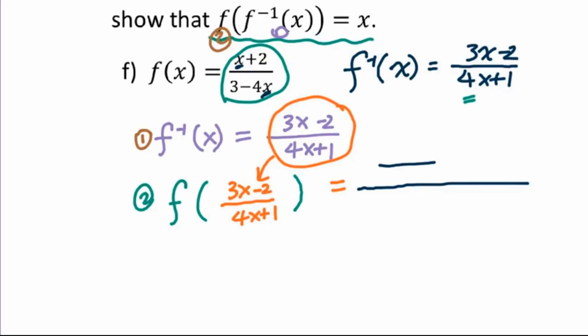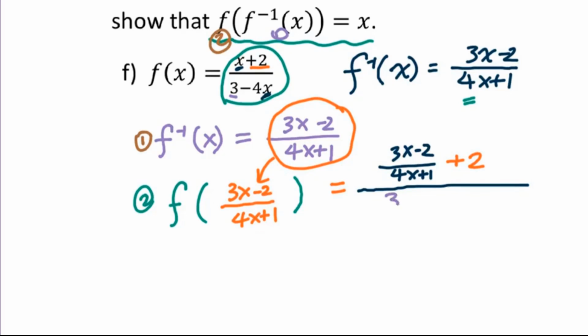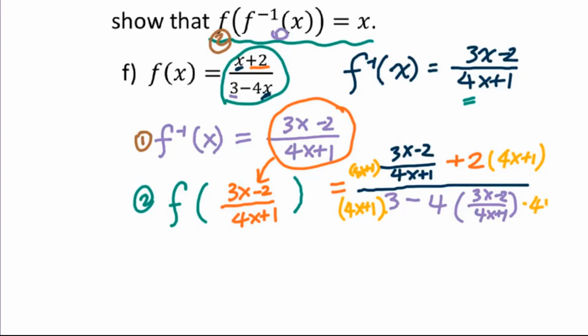So we got (3x minus 2) over (4x plus 1). Here is a plus 2, so we have to write down plus 2. Then 3 minus 4 times (3x minus 2) over (4x plus 1). How do you work this out? We have the denominator 4x plus 1, so we have to multiply every term by 4x plus 1.